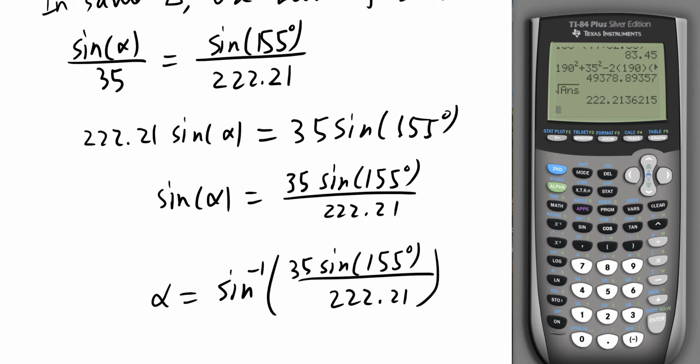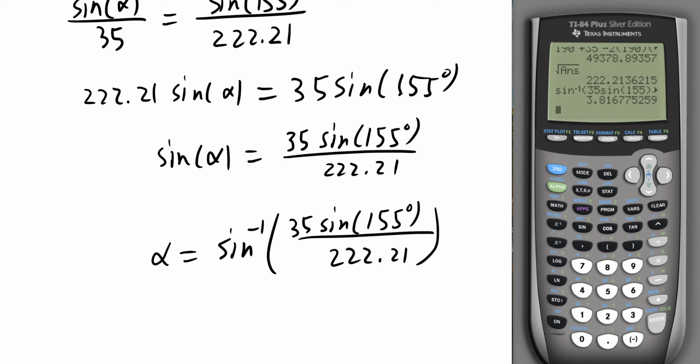So that gives me sine inverse of 35 sine 155 divided by 222.21. Close the big parentheses. And that gives us a very small angle. So alpha is about 3.82 degrees.